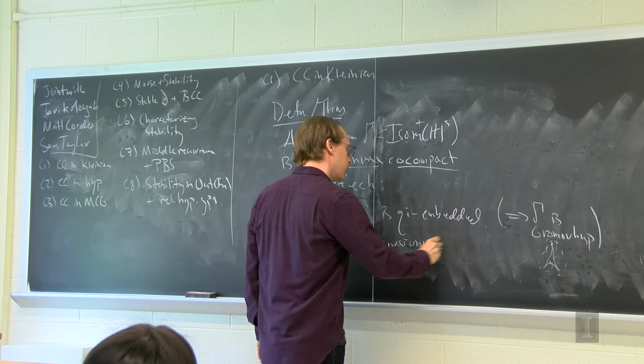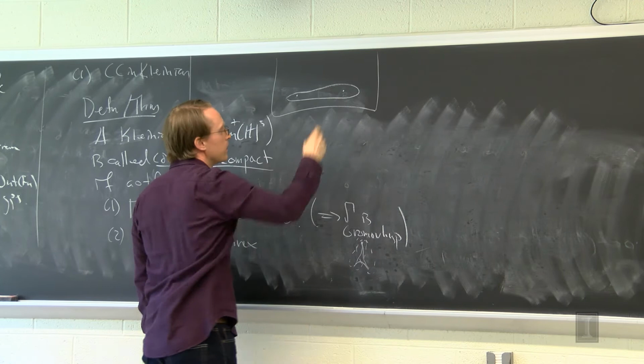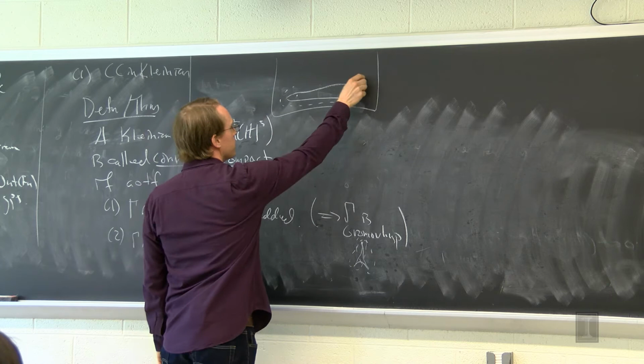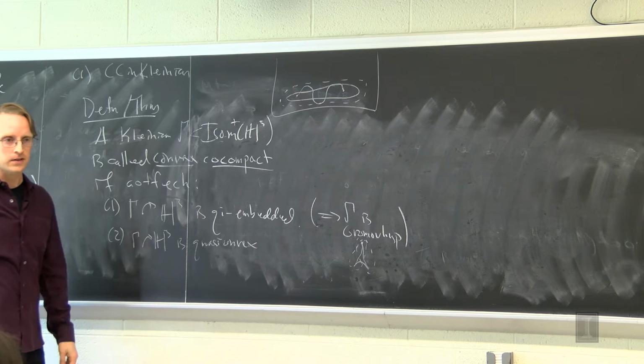So what does quasi-convex mean? I'll draw a picture. You have your subspace. So this is the subspace, and then I want to look at geodesics between points on the subspace. And what it says is that there's some neighborhood I can fatten up my space so that the geodesic stays within that bounded neighborhood of the subspace. So this is some coarse notion of convexity. Convexity would be the geodesic actually stays in the subspace.